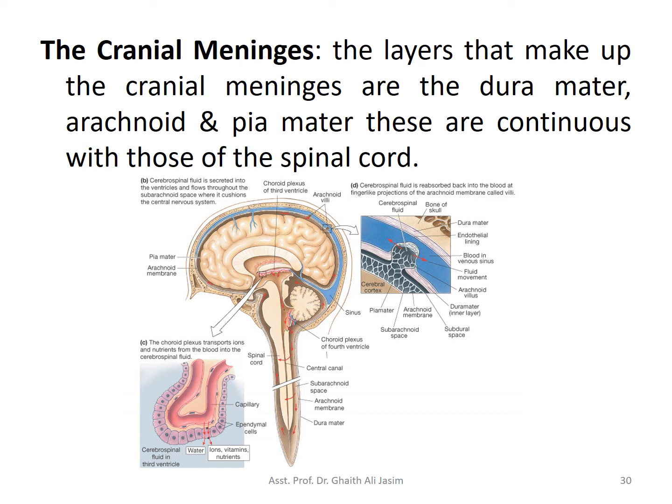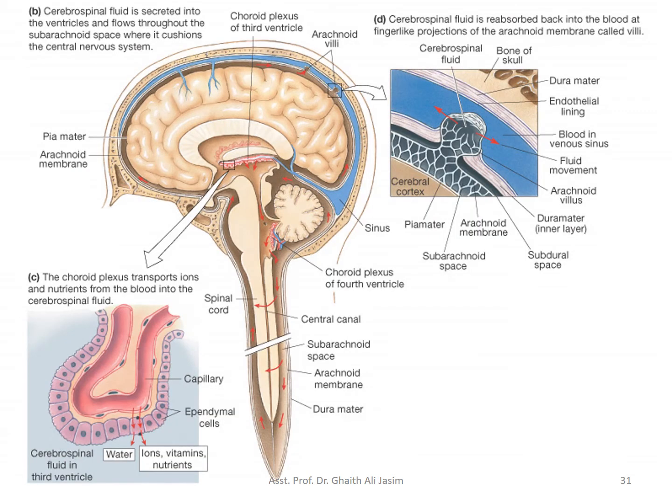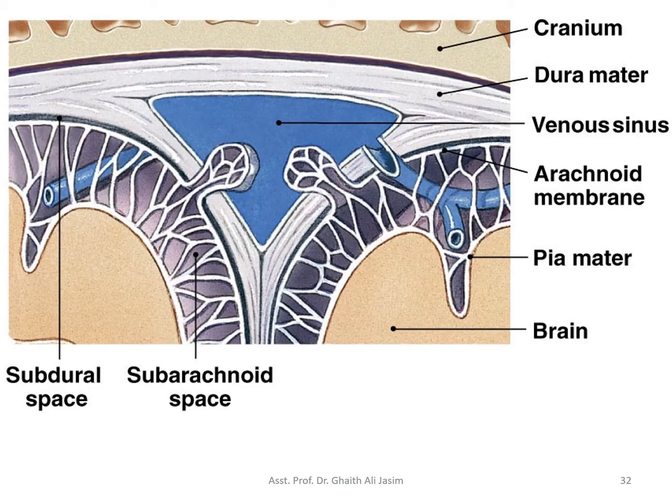The cranial meninges. The layers that make up the cranial meninges are the dura mater, arachnoid, and pia mater. These are continuous with those of the spinal cord, as we see here in the blue color. We can see here the cranium, the bone, then we have the dura mater and the arachnoid and the pia mater. Beneath them there is the brain.